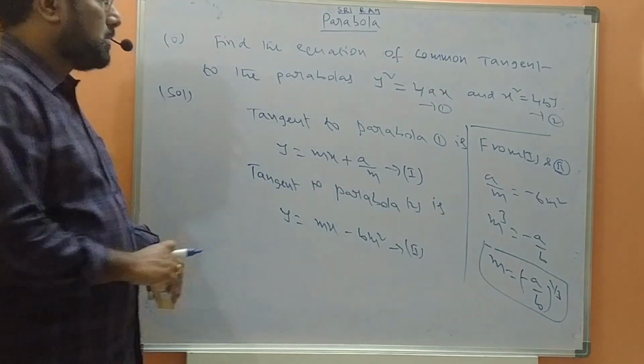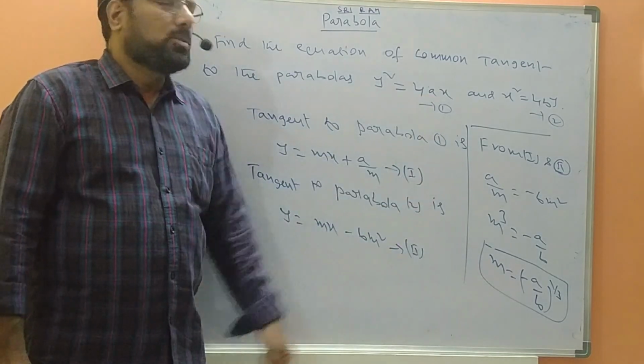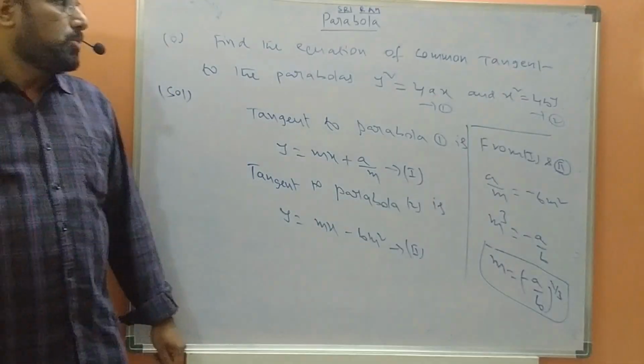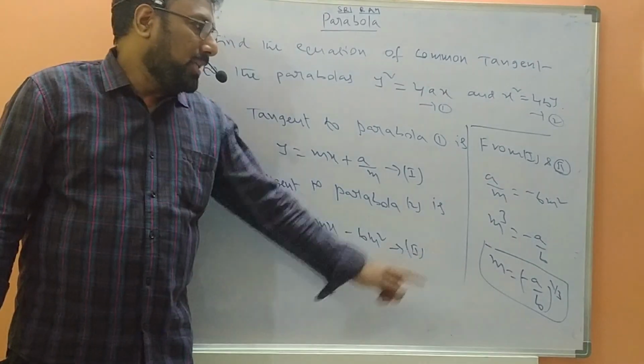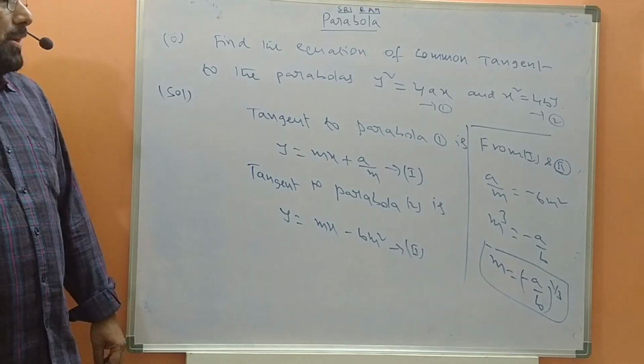Okay, you can remember this. Slope of common tangent of two parabolas y square equal to 4x and x square equal to 4by is minus a by b whole to the power of 1 by 3. Okay? Note it down.